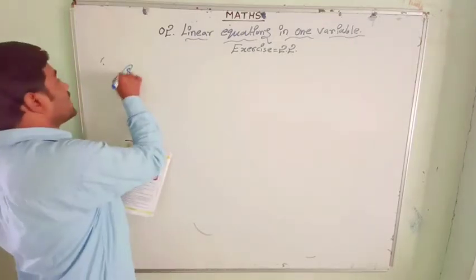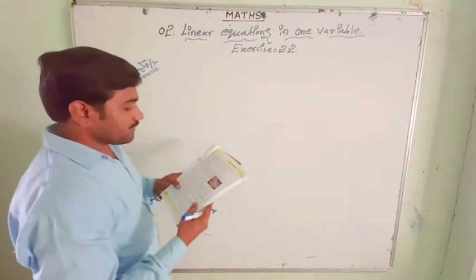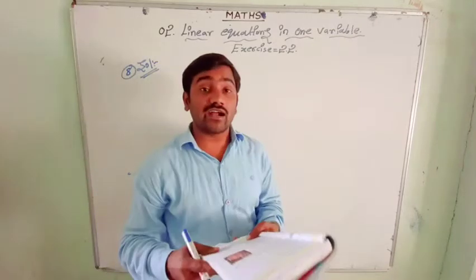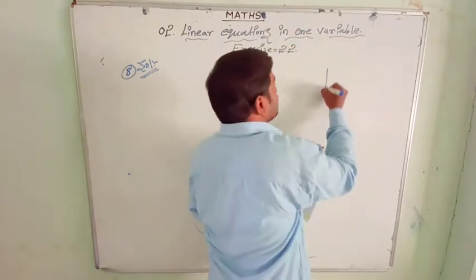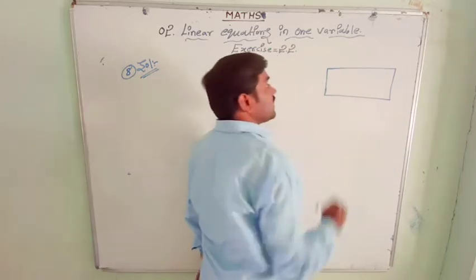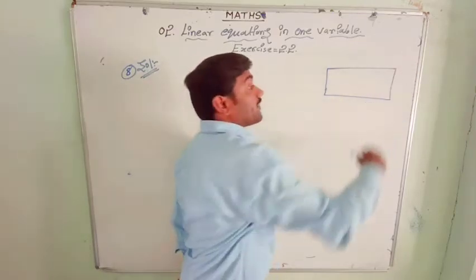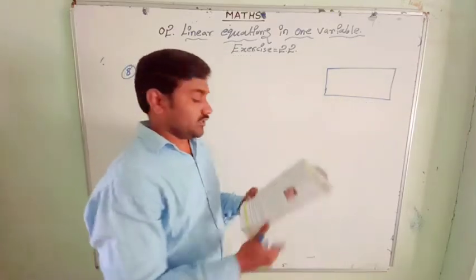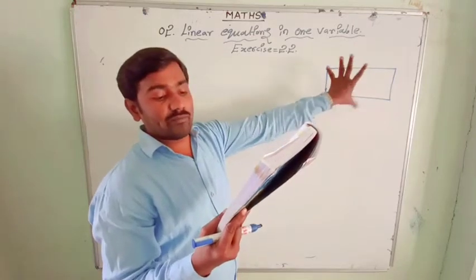Then question number 8. The distance around the rectangular field. Suppose it is a rectangle. The distance around the rectangular field is the perimeter of the rectangle. We have to assume that, so we have to think that the perimeter of the rectangle is 400 meters.